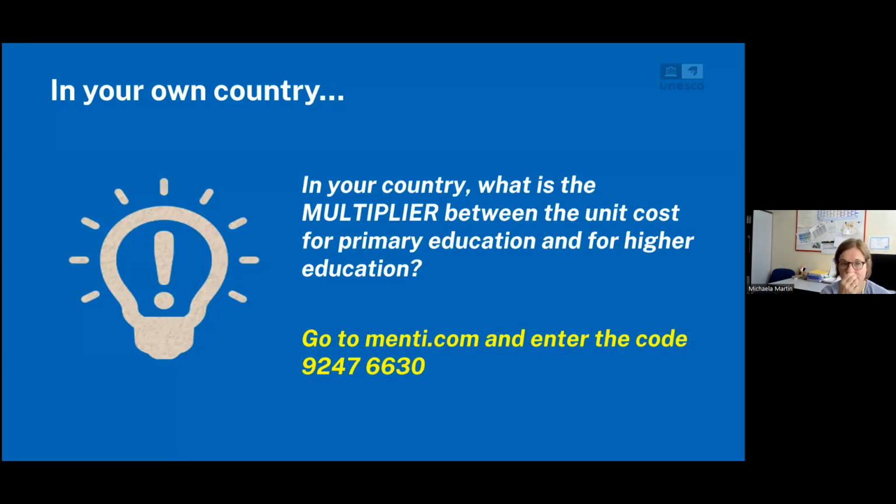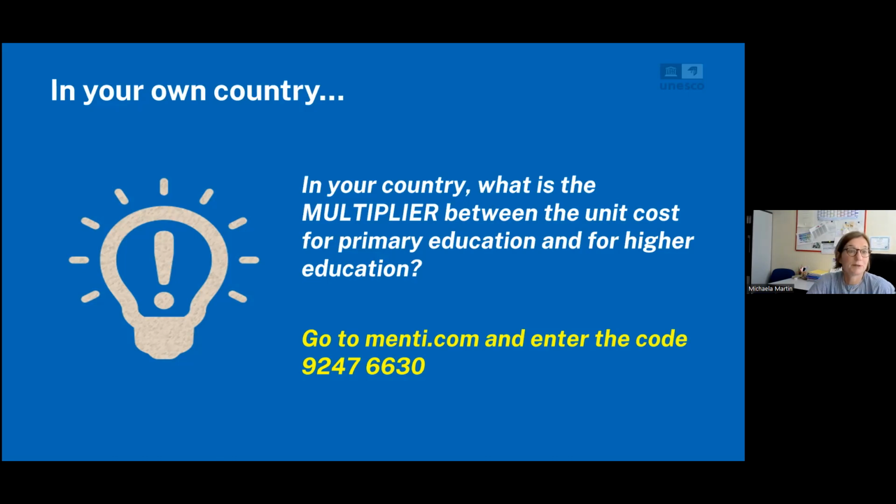So here comes an interesting question, and that relates a little bit to the initial discussions we had about the relationship between budgetary allocation and education policy objectives. So in your country, what is the multiplier between the unit cost for primary education and higher education? In other words, what is the multiplier between primary and higher education?